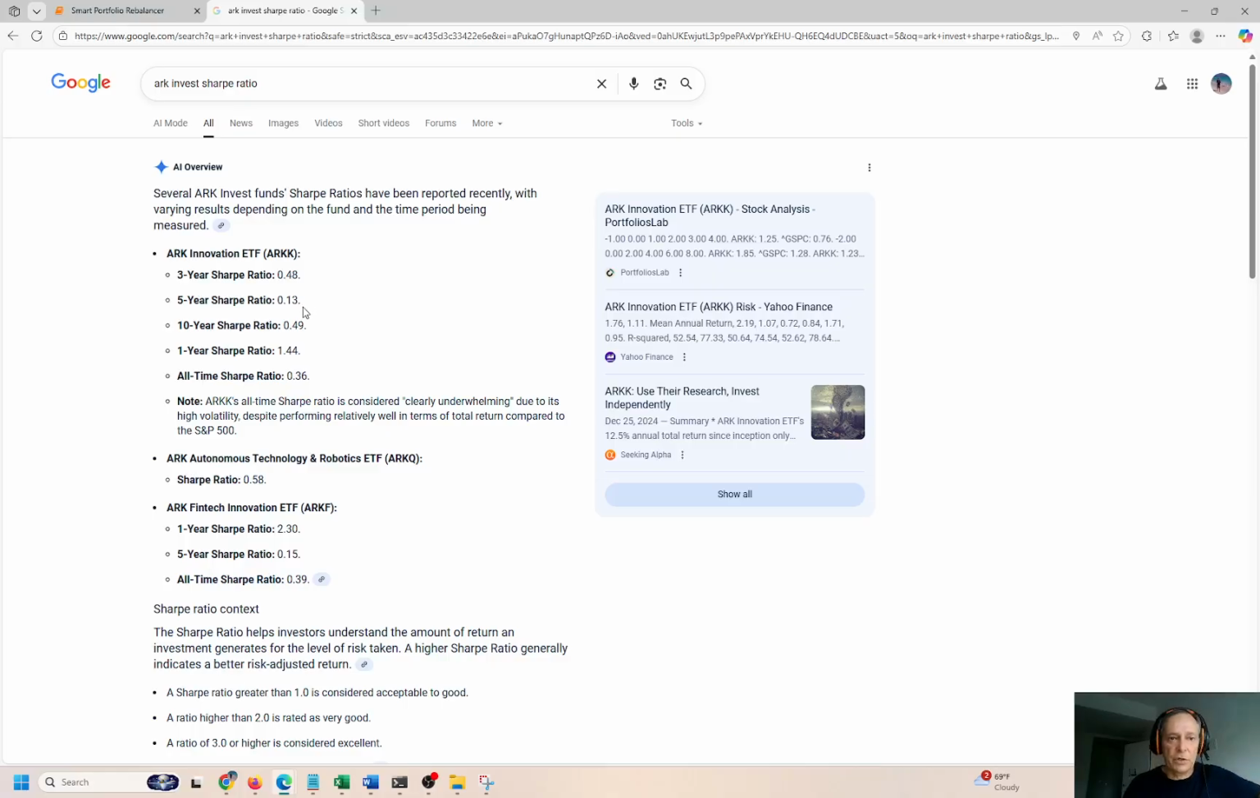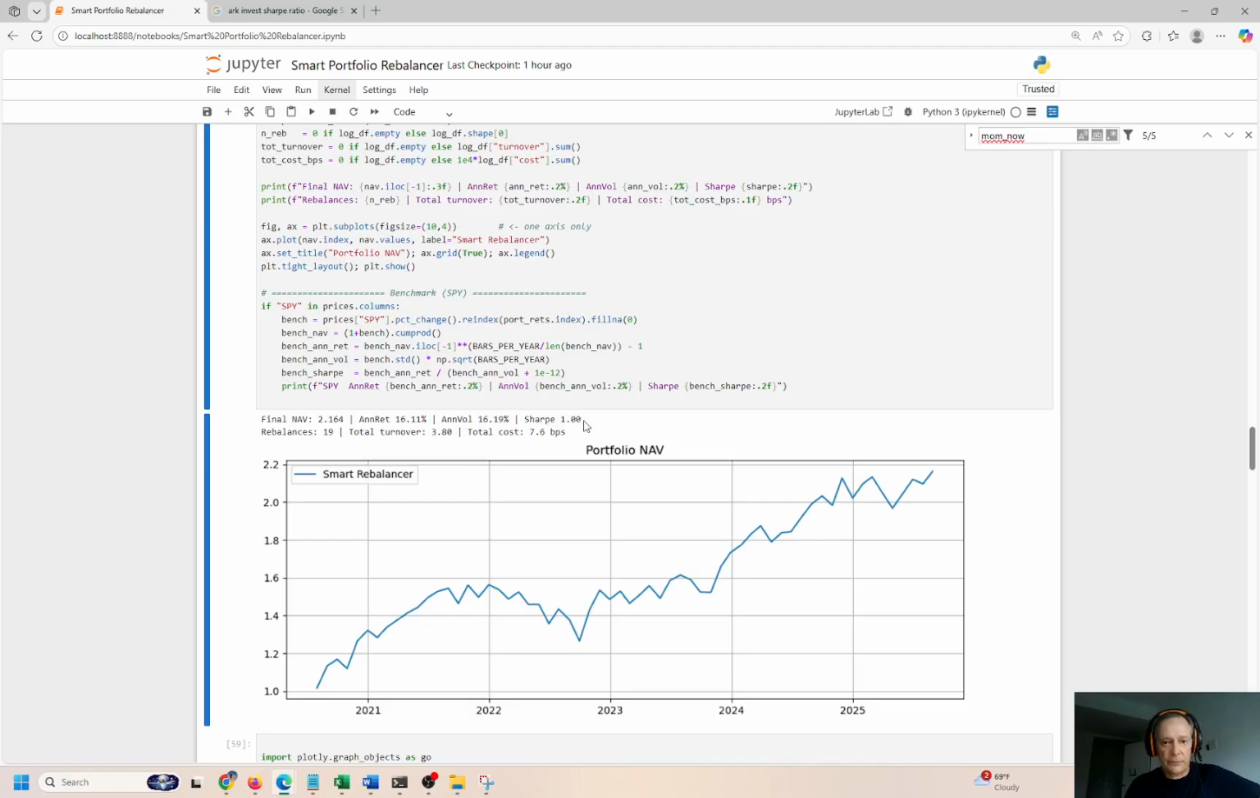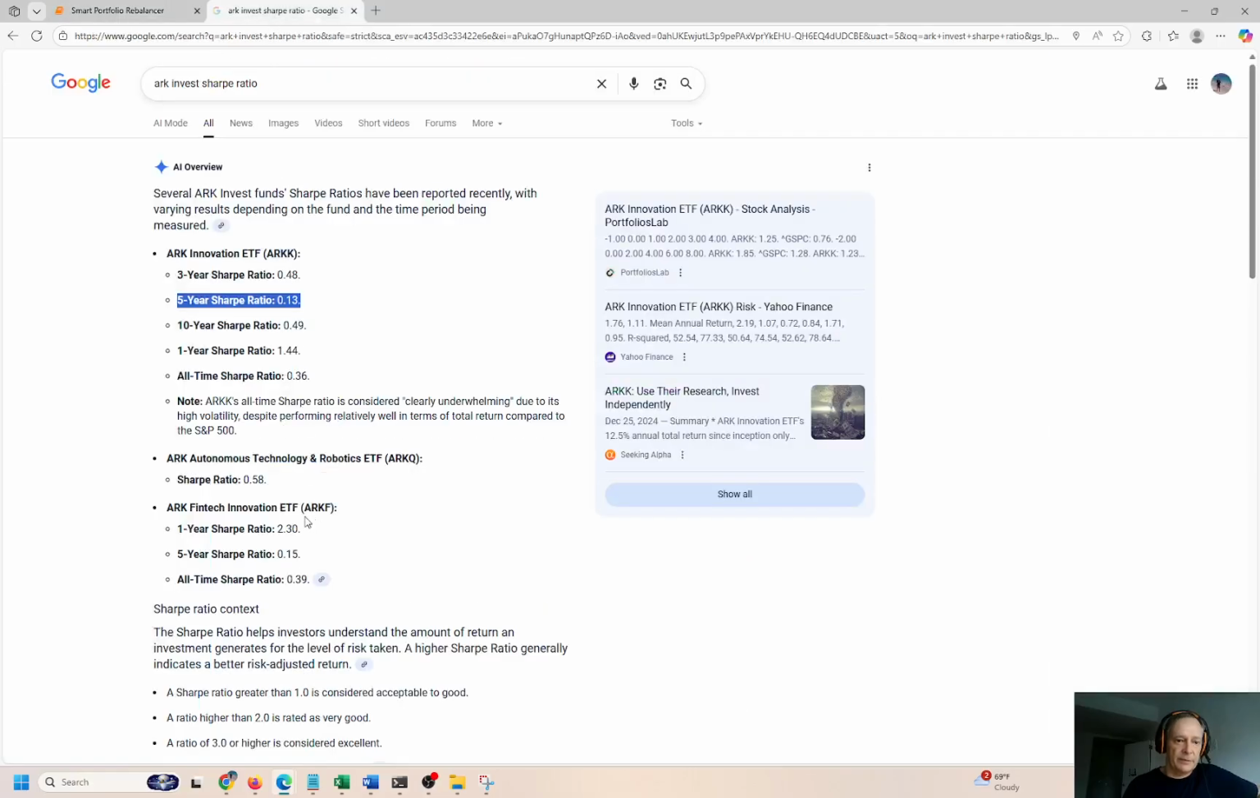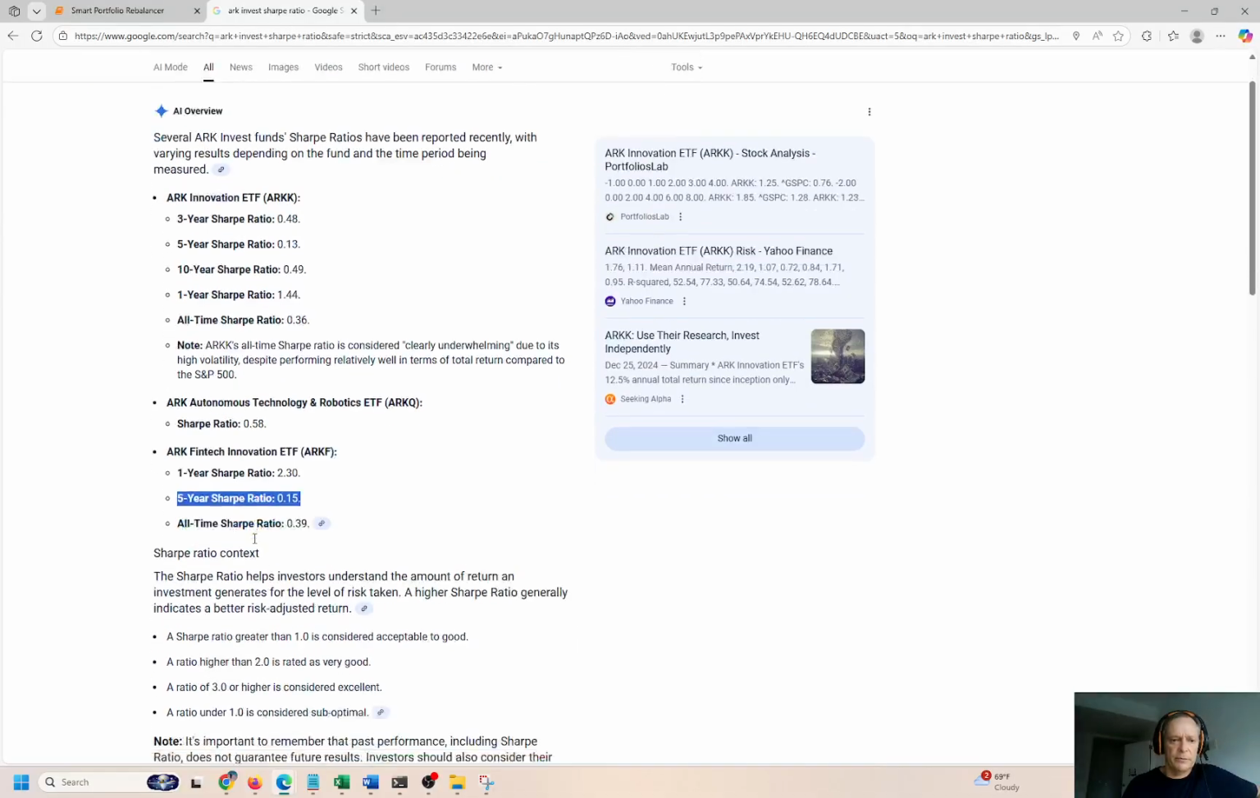So this is a Sharpe for ARK. This is Kathy Wood's Sharpe. I'm looking at 5 years of data. So her ARK fund has 0.13. We have 1.0. So really blowing away that ARK fund right here with this strategy. So pretty happy to see that. Here, 0.15, right? We have 1.0. So I don't know how many times more that is. Six times more, approximate.